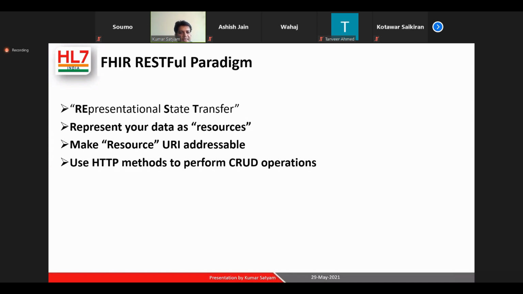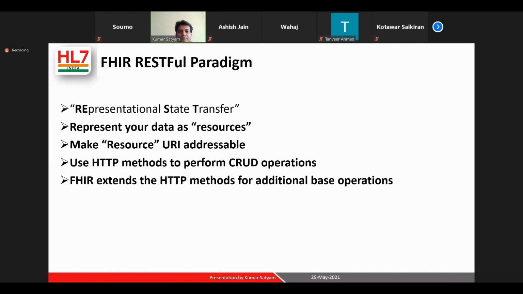FHIR uses HTTP methods to do CRUD operations. HTTP methods like post, put, get, and delete. So these are the typical operations that FHIR uses, but it also supports the patch operation and some other operations. We'll see that. So the fifth one is that FHIR actually extends the HTTP methods for additional base operations.